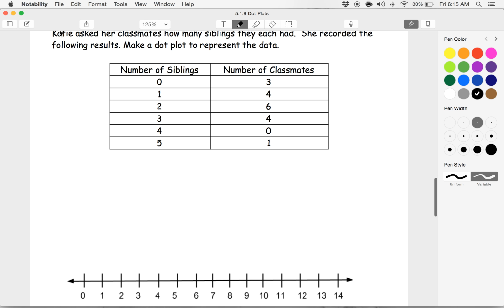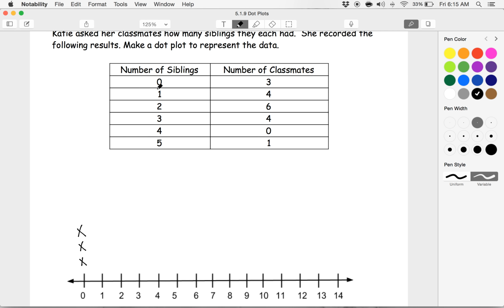So let's read what this data is talking about. Katie asked her classmates how many siblings they each had. She recorded the following results. Make a dot plot to represent the data. So she asked people if they had 0 siblings, and 3 of her classmates said yes, they had 0 siblings. So above 0, I'm going to put 3 X's.